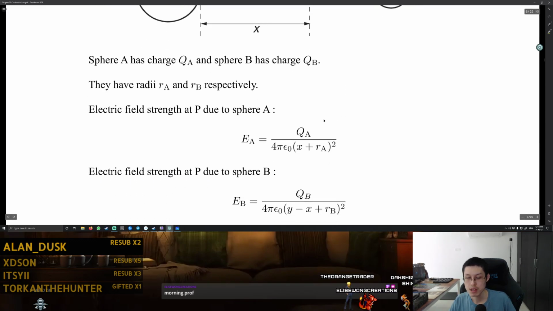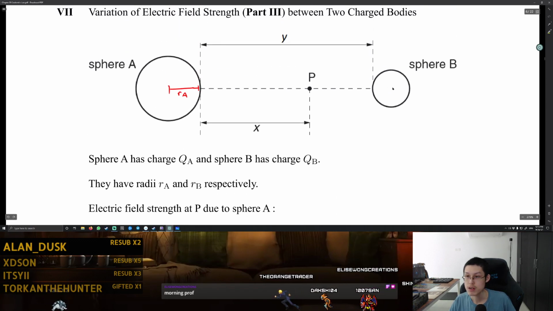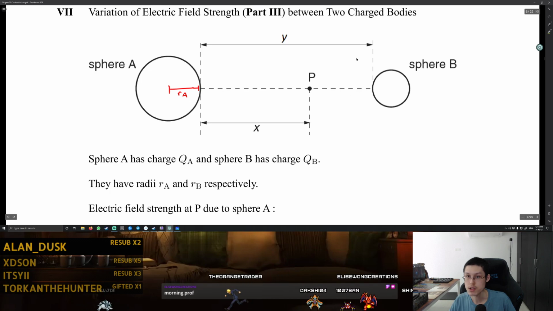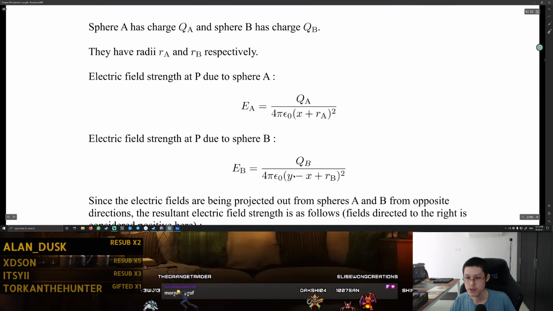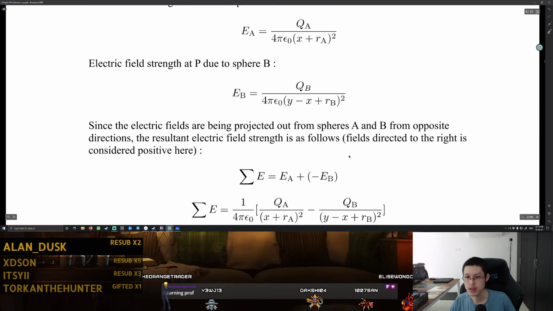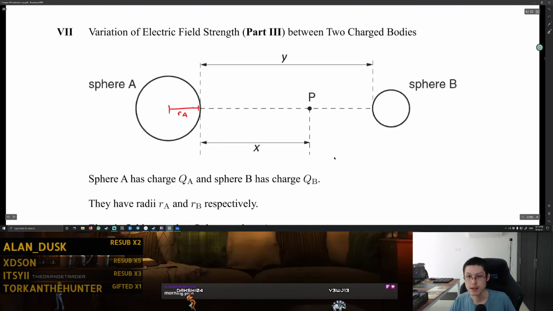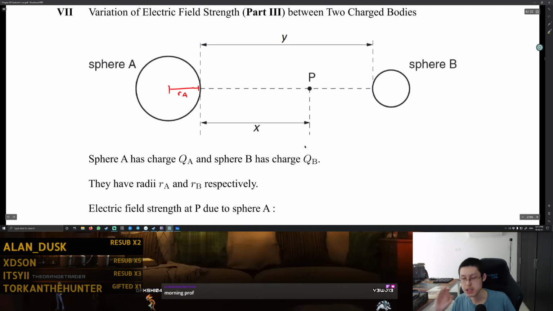So for the electric field strength at sphere B, you would be taking the radius of sphere B plus this distance here, which is y minus x. So you get this. Okay. And the resultant force is going to be the electric field strength of A plus the negative of the electric field strength from B, because the electric field strengths are oppositely directed. It doesn't have anything to do with the charges actually at this point.